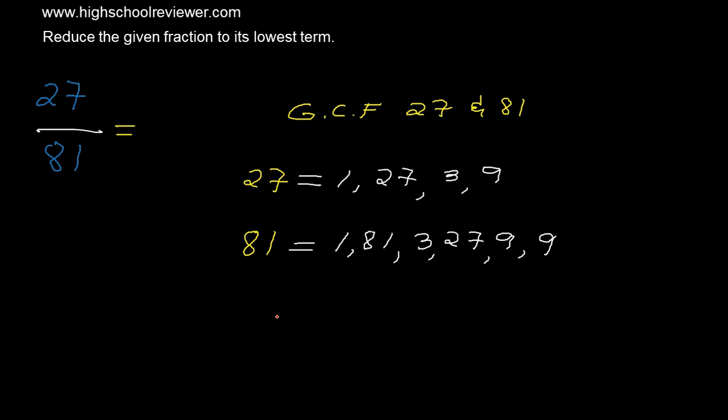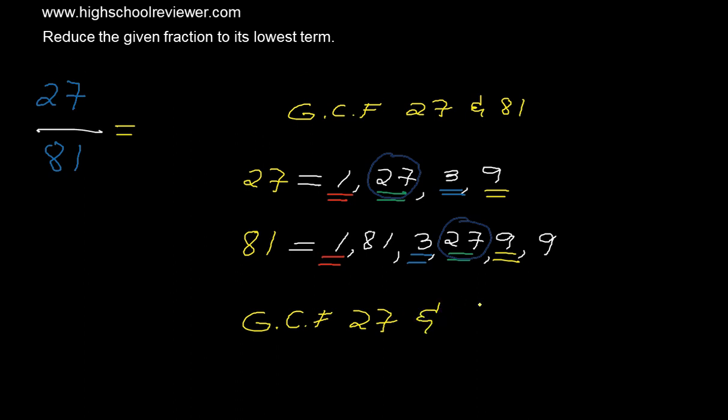We will now determine the common factors. 1 is a factor of 27 as well as 81. 3 is a factor of 27 as well as 81. 9 is a factor of 27 as well as 81. And 27 is a factor of 27 as well as 81. The largest among all the 4 factors is 27. Therefore, the greatest common factor of 27 and 81 is 27.